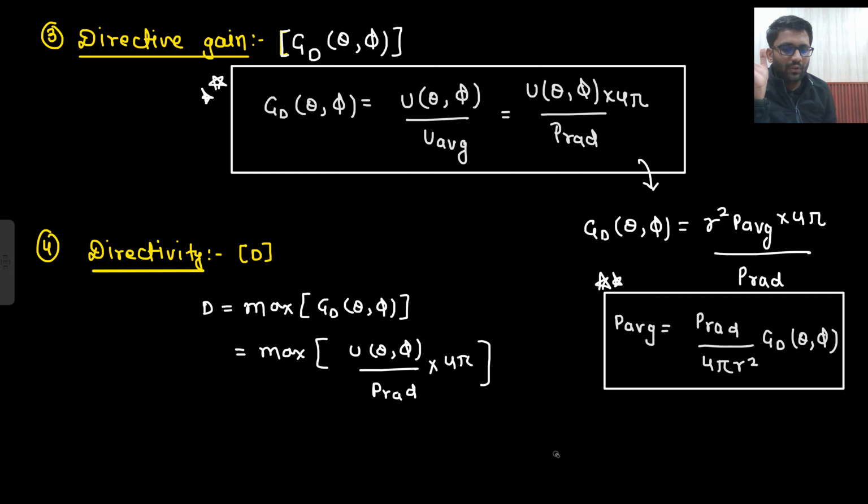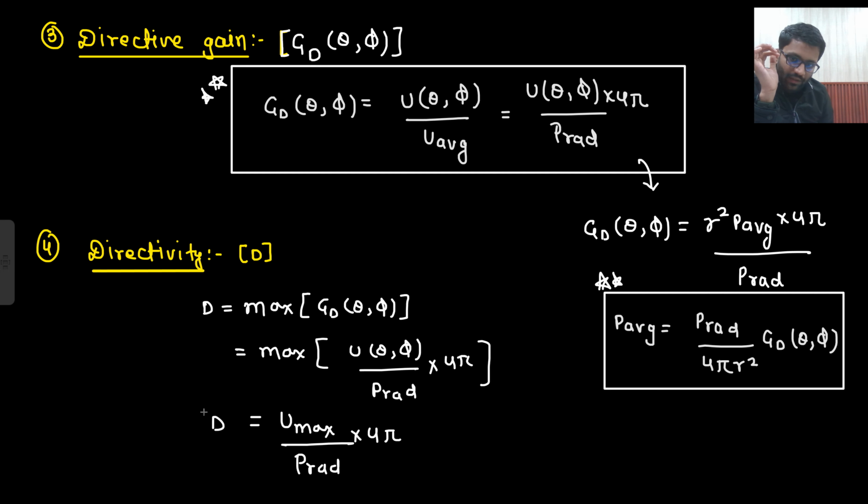So now what I will do is write down the maximum of U theta comma phi. That I am writing as U max. But here I am not writing theta comma phi. Why is that so? Because this is a fixed quantity and it will not be a function of theta or phi. That's why I am not writing theta comma phi here. Are you getting this point? Divided by P radiated into 4 pi.